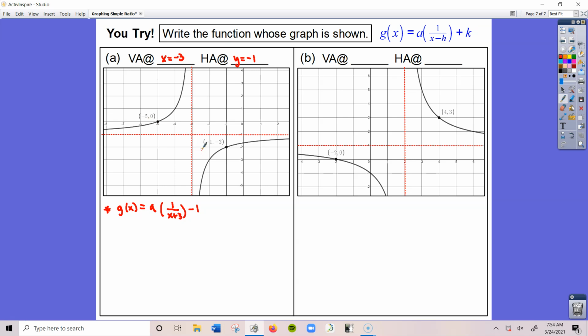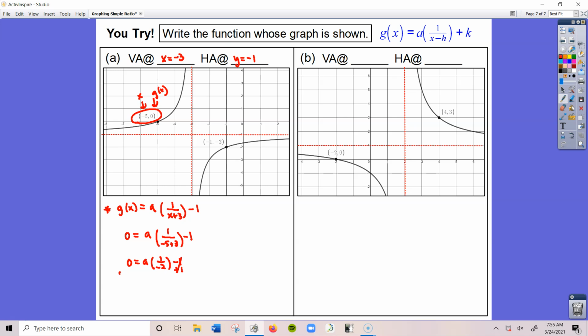To solve for a, I pick a point. Does not matter which point you choose. Let's say I choose this one here. So I'm going to plug in negative 5 for x and 0 for g of x. So 0 is equal to a parentheses 1 over negative 5 plus 3 minus 1. If we work this out, we get 0 is equal to a times 1 over negative 5 plus 3 is 1 over negative 2 minus 1.